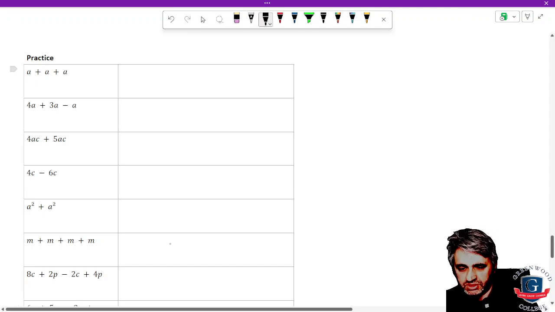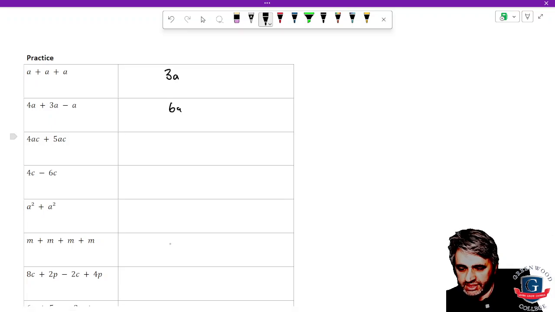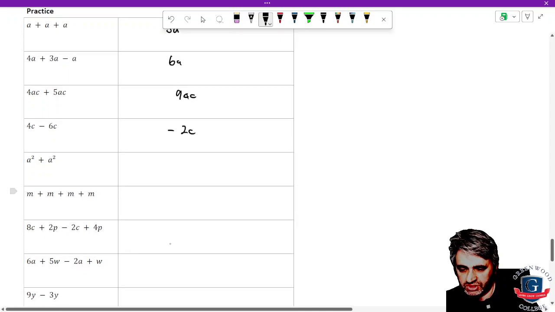A plus A plus A, 3 lots of A. 4A plus 3A, 7A, take A is 6A. 4AC plus another lot of 5AC is 9AC. 4C minus 6C is minus 2C. You end up with fewer than you start with. 1 lot of A squared plus another lot of A squared is 2 lots of A squared.